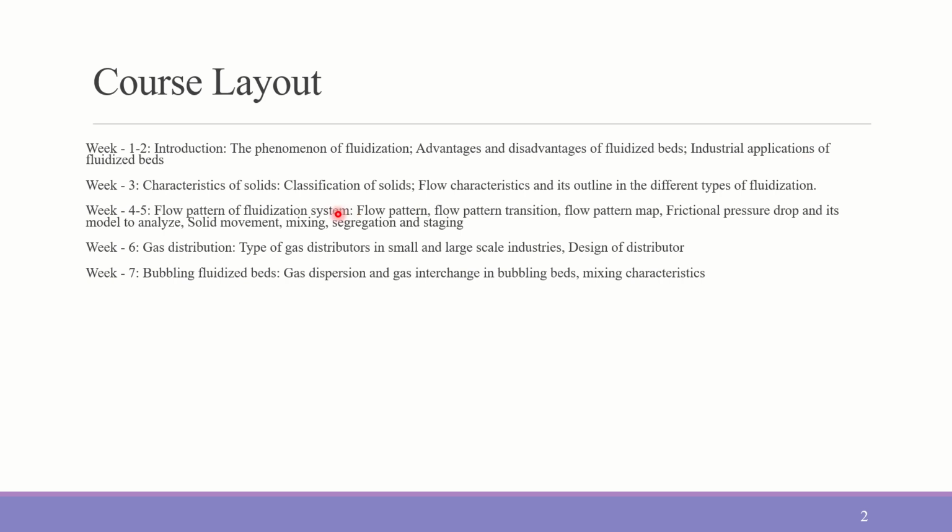Solid movement, mixing, segregation, I think those come at a later stage. We haven't yet covered them in terms of problems. So last week, week 6, we dealt with bubbling fluidized beds and gas dispersion.